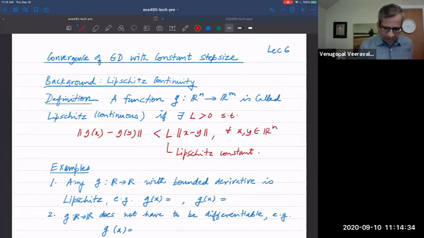Okay, so this condition is called Lipschitz continuity, or just the Lipschitz condition on g. So g is said to be Lipschitz if this condition holds for some positive L. Why do we say that g is continuous? Why do we call it Lipschitz continuous? Why the term continuous? Anyone?